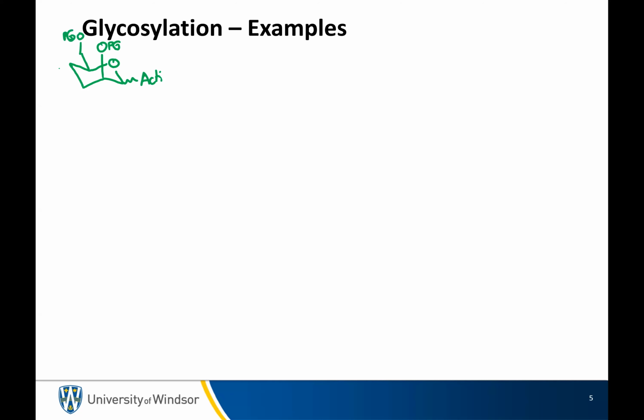So right now this looks a bit like a patent. You know, there's no definition of anything. So let's try and turn this into something real. So we need an activating group at C1, and we need a protecting group at all the other positions.